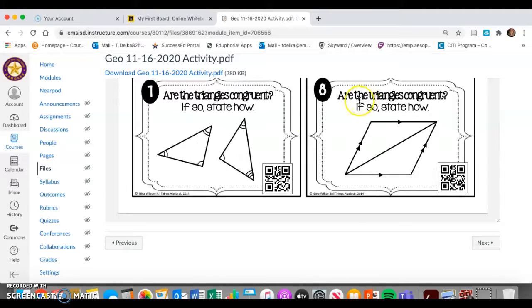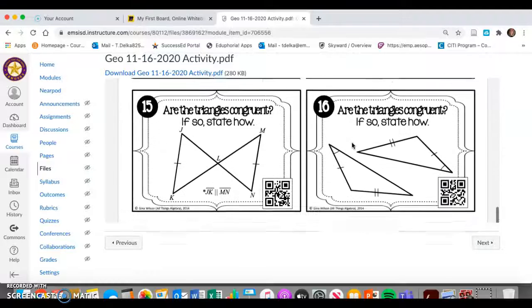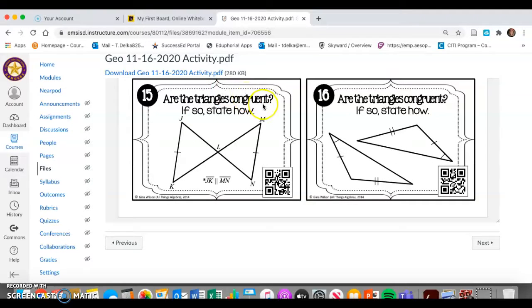Looking at number 8, are the triangles congruent? So we see a side here, a side there, and then they're sharing a side, which means that, yes, they are congruent. So it would be side, side, side, SSS for number 8. Let's go down to 15 and 16. Are the triangles congruent? If so, state how.